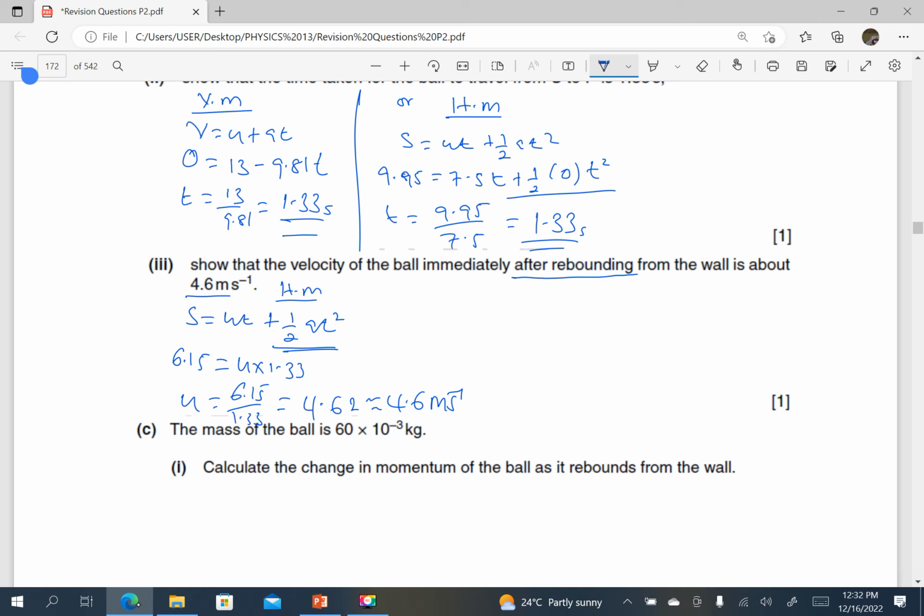So I just want to make this clear. It falls through the same vertical height, so the time is the same. The time it has taken to reach the vertical height is going to be the same as the one it takes to reach the ground. So the time is the same.